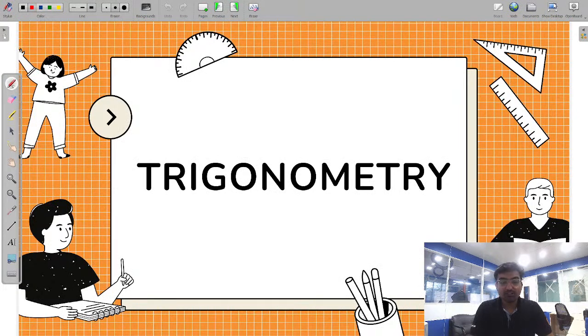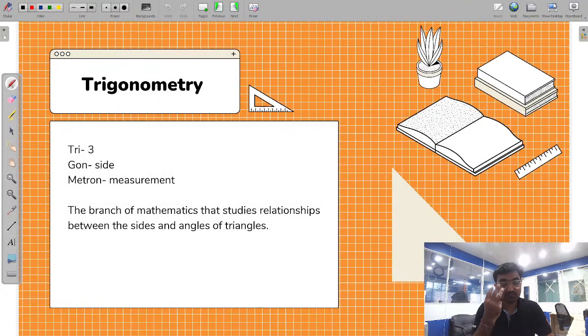Hello everyone. So today we'll be studying trigonometry. Trigonometry, some of you may have heard about it, some of you may haven't, right? So trigonometry is made up of three words: tri, gon and metron. That is, tri means three, gon means side and metron means measurement. It is the branch of mathematics that studies the relationships between the sides and angles of any right angle triangle.